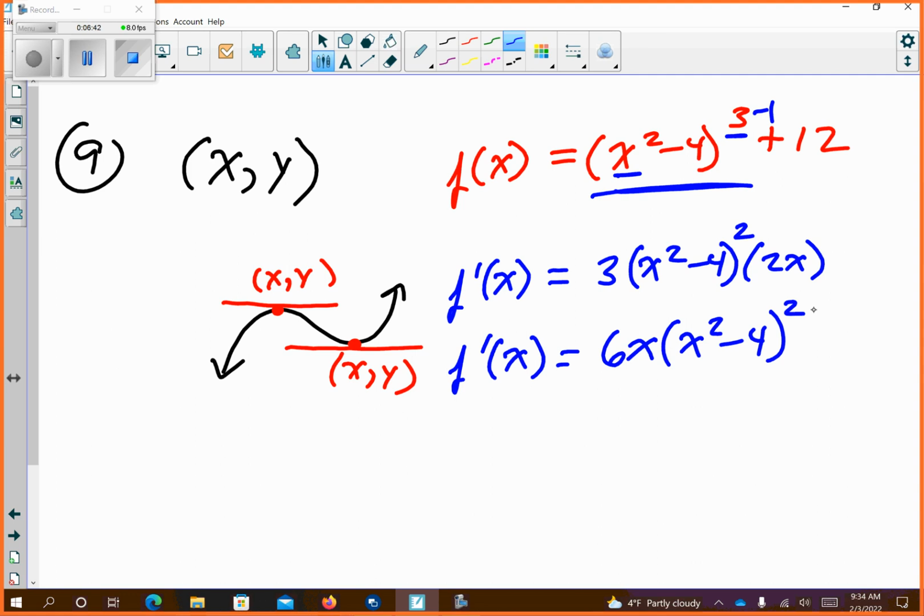Okay, so we want to find the exact values, the exact x, y points. And it doesn't have to be 2 points. It could be 1 point, it could be 3 points, it could be 4 points. We'll figure that out in a second. But as far as the derivative goes, does that make sense, what I just did?